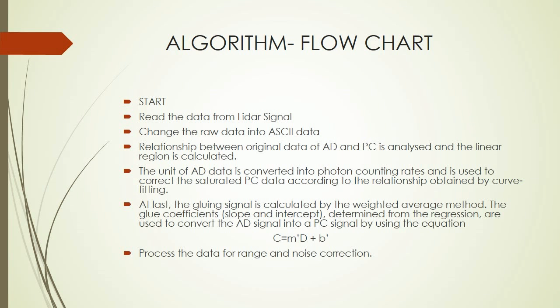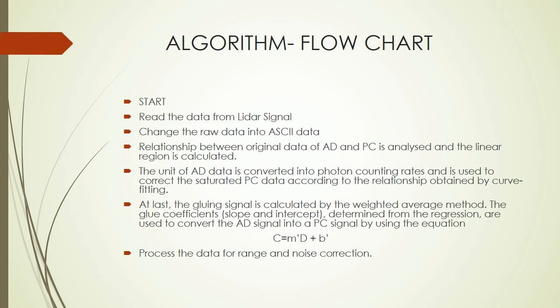Algorithm flow chart. Start. Read the data from the LIDAR signal. Change the raw data into ASCII data. The relationship between the original data of AD and PC is analyzed and the linear region is calculated. The unit of AD data is converted into photon counting rates and is used to correct the saturated PC data according to the relationship obtained by curve fitting. At last, the gluing signal is calculated by the weighted average method.